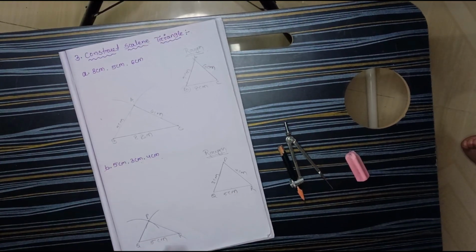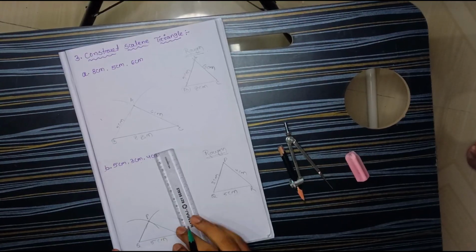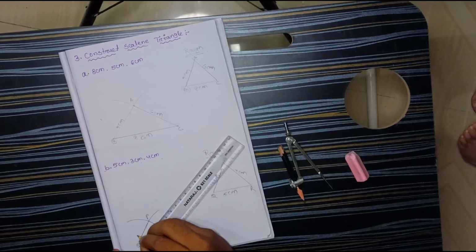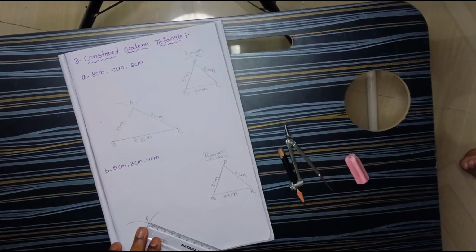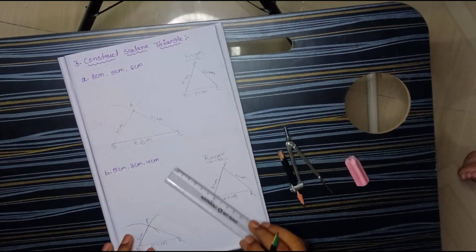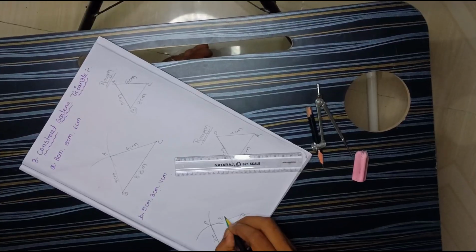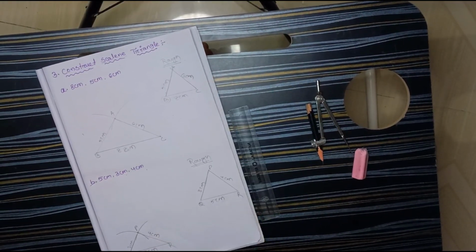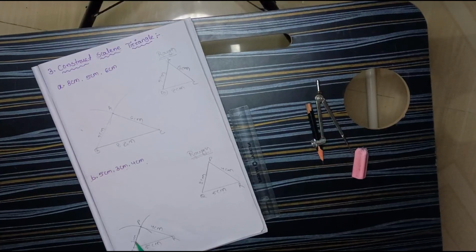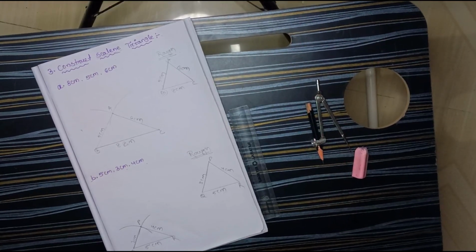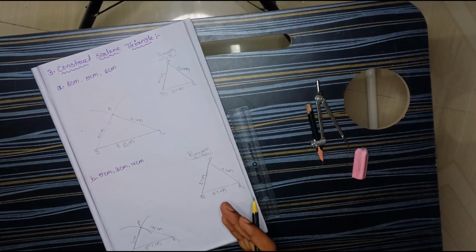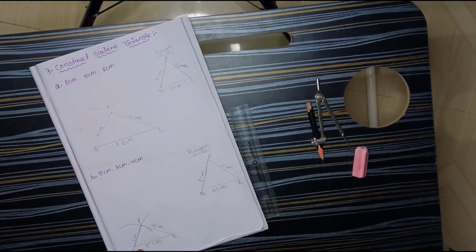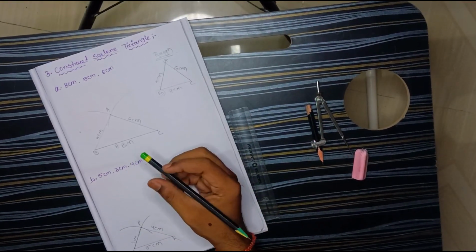How should I know that? This one QR is your 5 centimeter. Then measured QP. QP is exactly 3 centimeter. Then measured PR. PR is exactly 4 centimeter. So this is the scalene triangle. Why? Because all sides are not equal. If any two sides are equal in a triangle, we have to say it is an isosceles triangle. Now your construction is over.